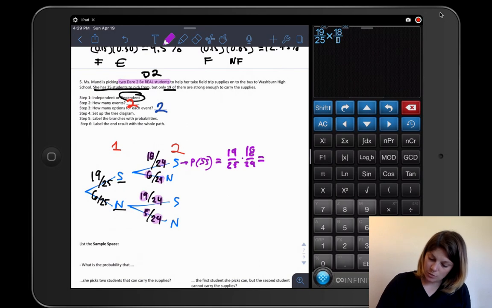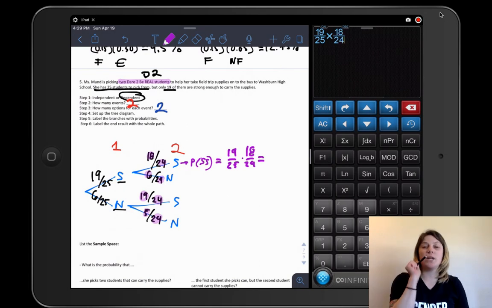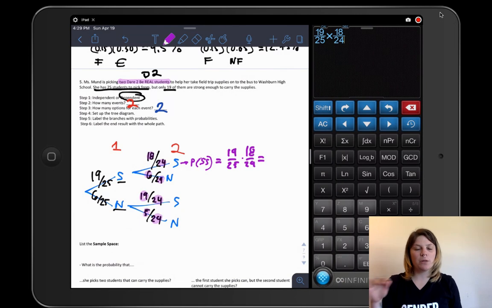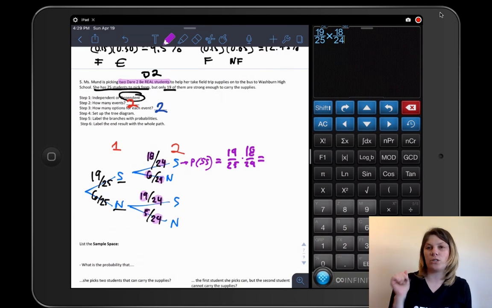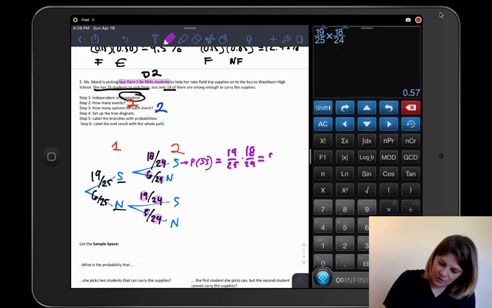18 out of 24. Notice how the denominator went down once. If I said picking 3 students, then it would go down again, and the next denominator would be 23. So remember that in the dependent situation, the denominator always goes down by 1. And here we're getting 57%.